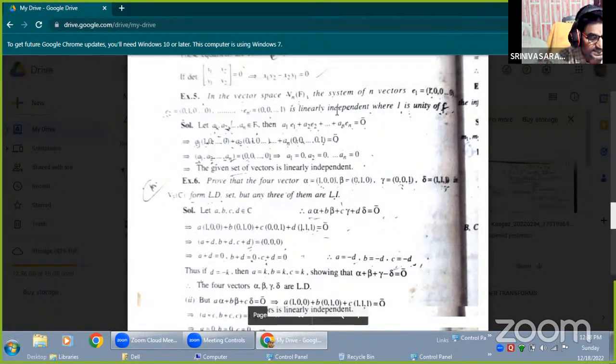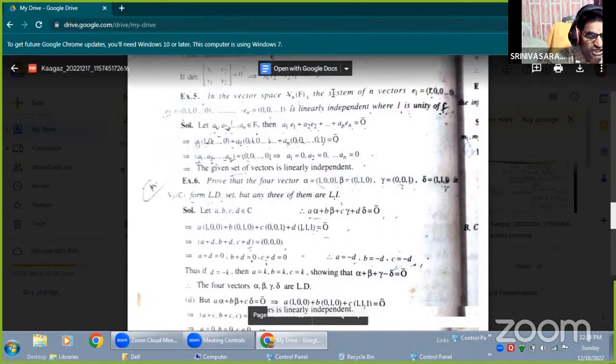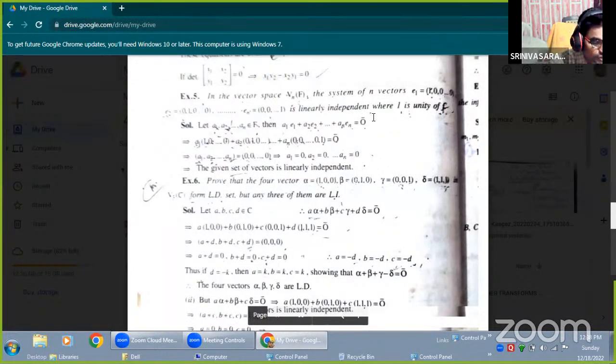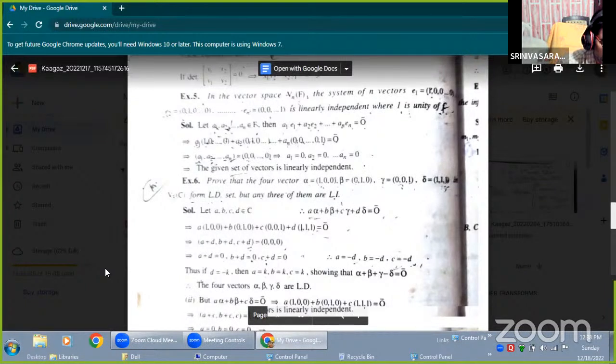Next, just observe here. What is the usual basis? For V2 of F, the two-dimensional space, the usual basis is the set of (1, 0) and (0, 1). Please note down: usual basis, or regular basis, or standard basis. The usual basis of V2 of F equals the set of (1, 0), (0, 1).